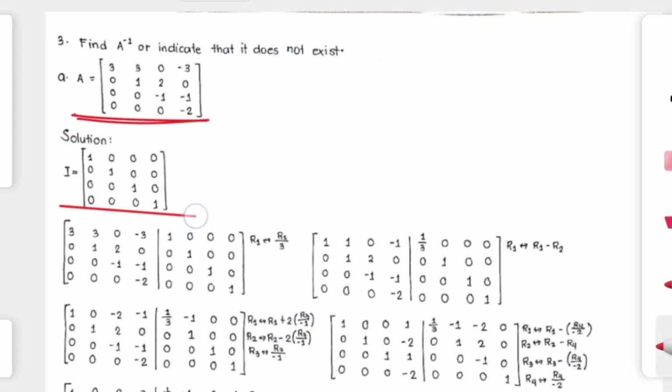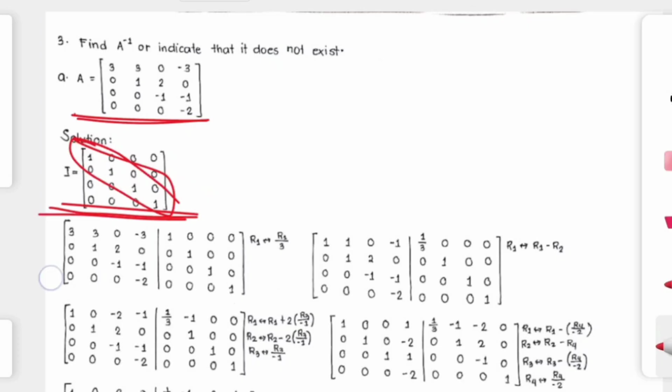As you have seen here, we have 1, 0, 0, 0 for column 1. We have 0, 1, 0, 0 for column 2, and 0, 0, 1, 0 for column 3, and 0, 0, 0, 1 for column 4. So it is in this form, the diagonal. The 1 is in the diagonal. So this is our I, and this will be used in finding the inverse of A.